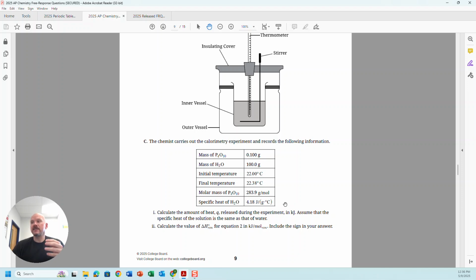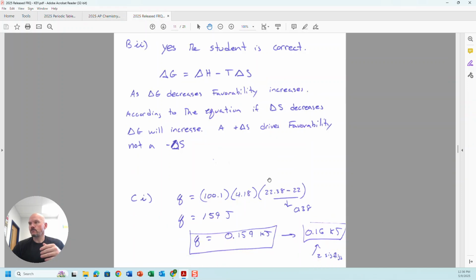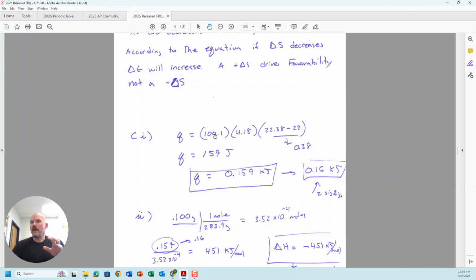The other thing to recognize is the question's asking for kilojoules, but specific heat capacity is normally in joules. So we're going to solve for q, and that's going to be in joules, and we're going to have to divide by 1,000 to make it kilojoules. All right, so step 1: we plug in our mass, 100 plus 0.1, the heat capacity 4.18, and the delta T, final minus initial, and I get 159 joules.